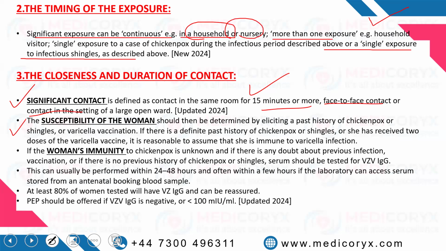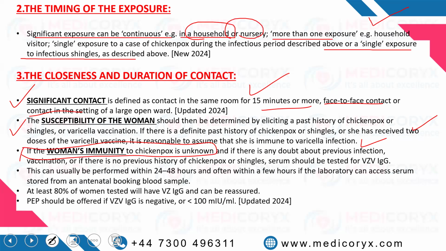If there is a definite past history of chickenpox or shingles, or she has received 2 doses of varicella vaccine, it is reasonable to assume that she is immune to varicella infection. Plus, this is the third category, where the woman's immunity to chickenpox is unknown, or if there is any doubt about the previous infection or vaccination, or if there is no previous history of chickenpox or shingles.